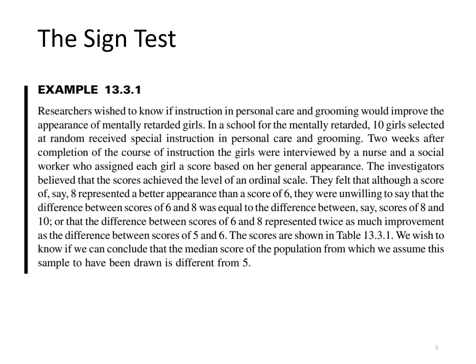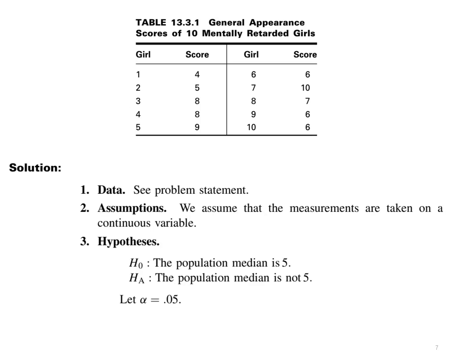The first thing is the sign test. The sign test, as we saw last week, so we have 10 girls here. Everybody has some scores about the mentally retarded 10 girls. They got a score like that out of 10.